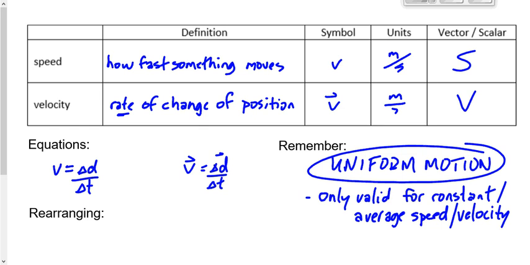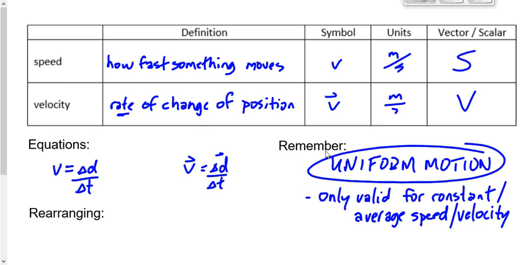If you're speeding up, these equations aren't valid, unless you're asked for the average velocity. Drive to Edmonton at a constant speed, use this equation. Drive to Edmonton, change your speed. If you're asked for the average speed, then this equation is valid as well. But if the question says a car accelerates, blah, blah, blah, what is the acceleration, blah, blah, blah, what's the final speed, blah, blah, blah, you can't use these.